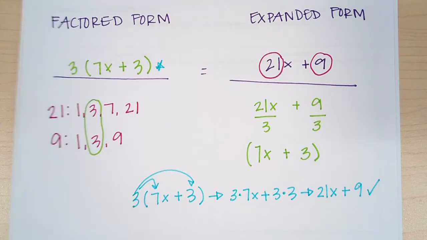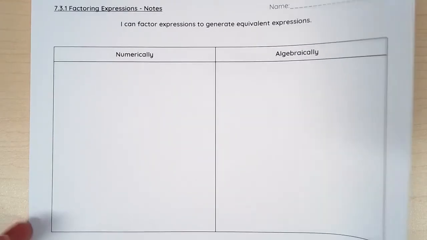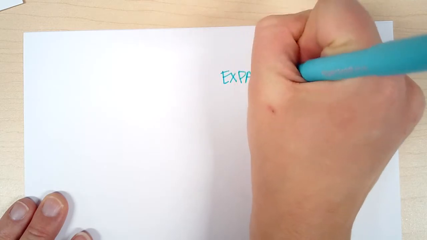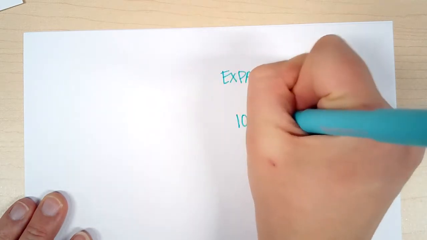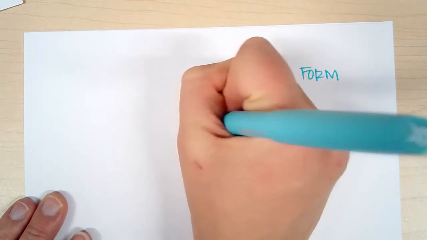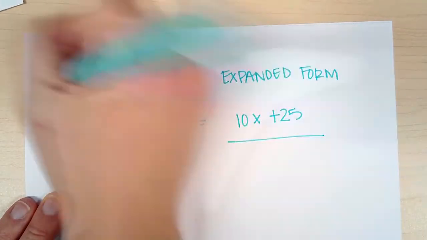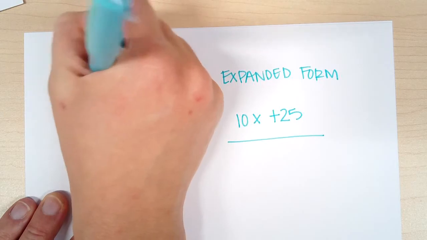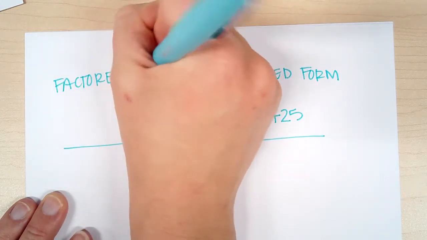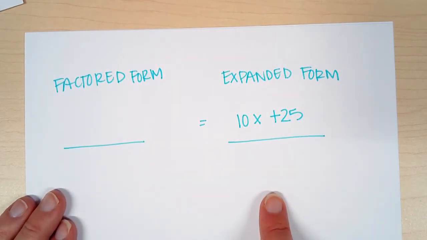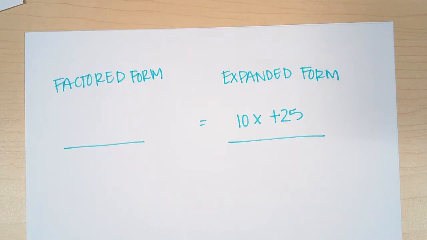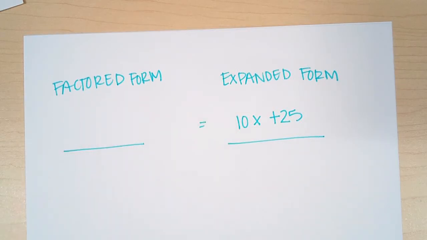Let's go ahead and do one last one. I want you to try this one on your own. We've got an expanded form of 10x plus 25, and your factored form is what I want you to find. So pause the video here and find your factored form for me. Go through the steps. When you have finished, type your factored form into the answer box.